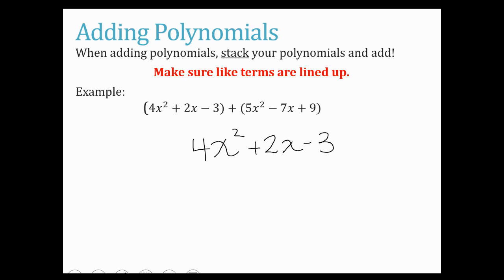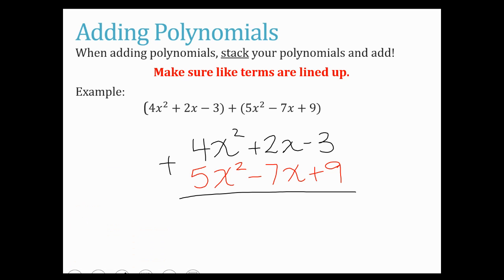What are like terms? They are terms that have the same variable with the same exponent. So 4x and 5x are like terms, so I'm going to line those up. 2x and negative 7x are like terms, so I'm going to line those up. And then negative 3 and 9 are like terms, so I'm going to line those up. Now I'm going to add from there.